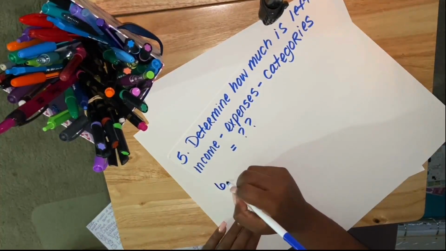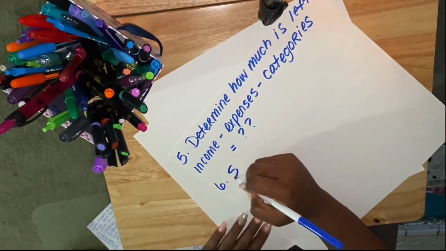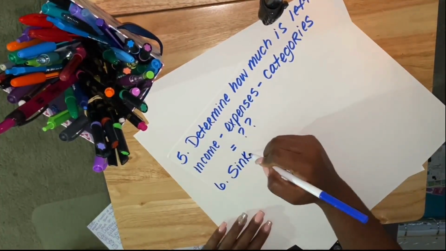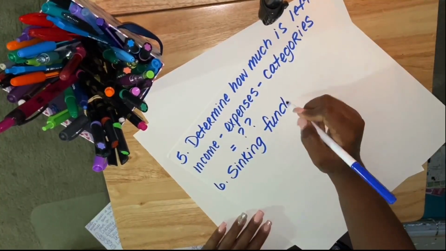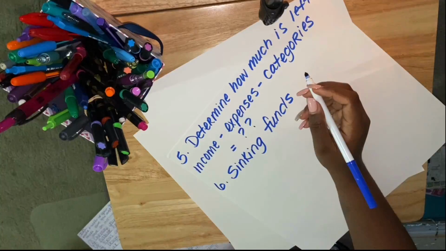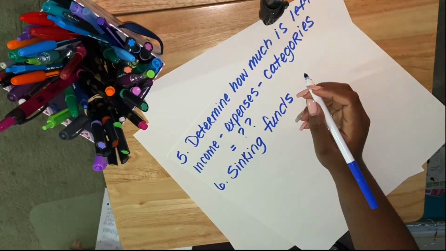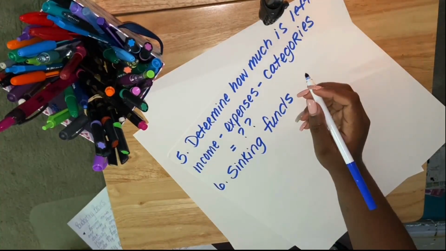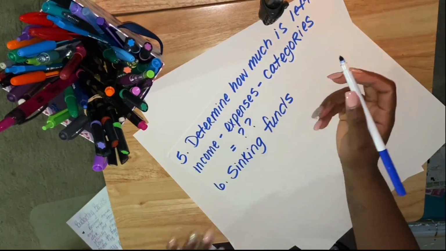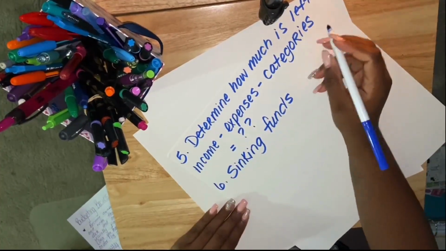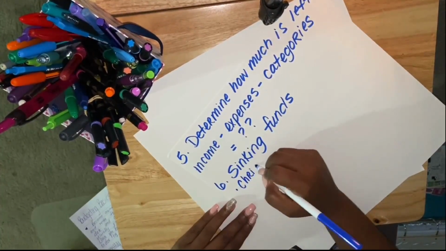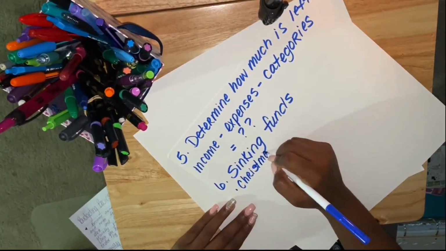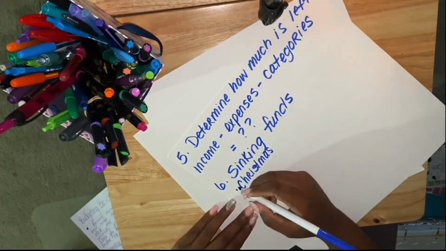And then step 6 would be sinking funds. Rika, what are sinking funds? Sinking funds are things that you budget for that come around, that you know are coming. For instance, a sinking fund would be Christmas. Christmas comes the same time every year. So Christmas can be a sinking fund.